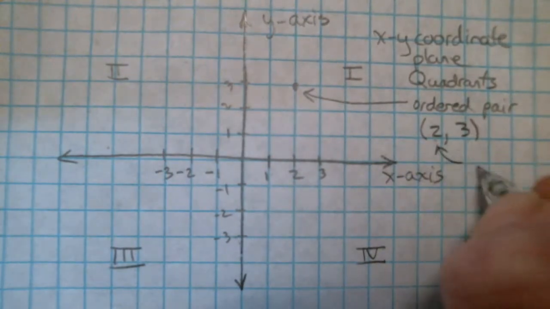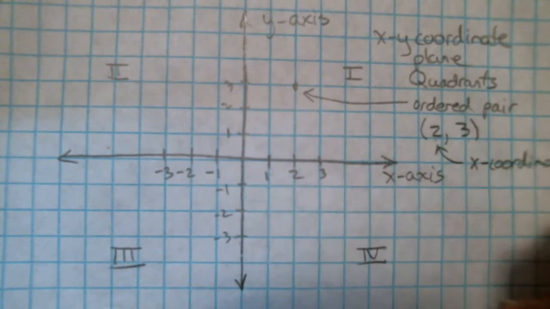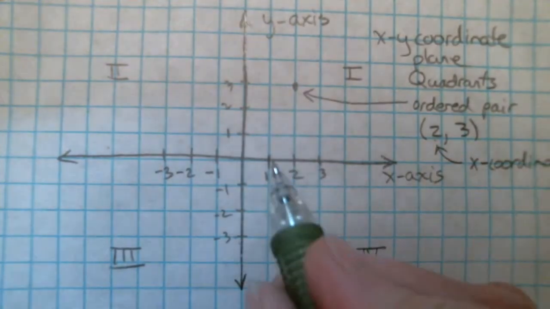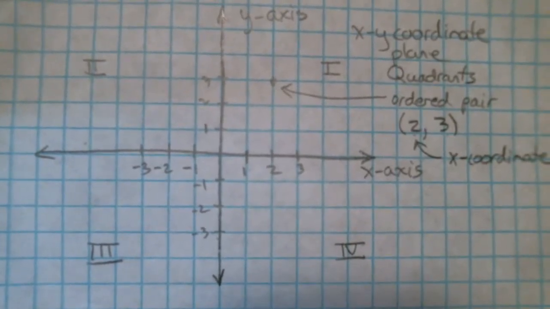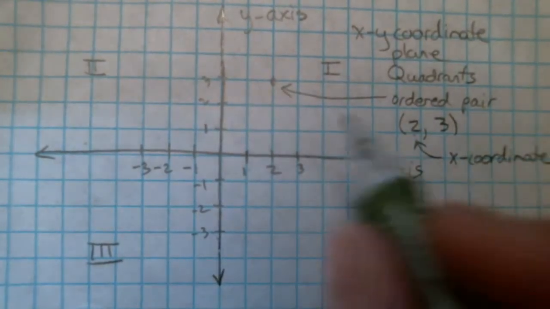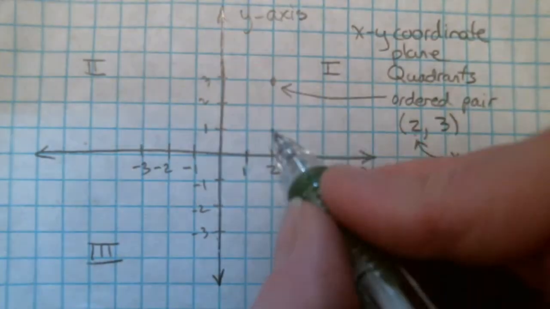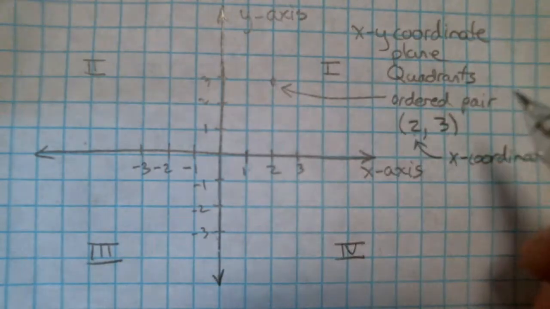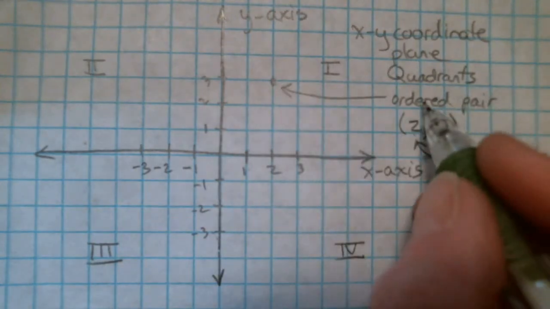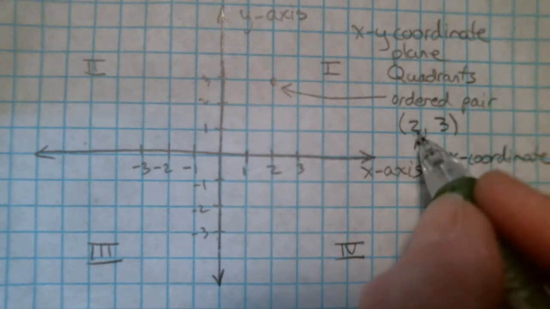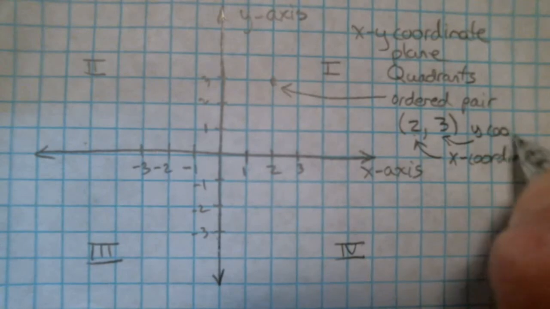2 is the x-coordinate. It tells us how far we are going to go along the x-axis in order to get to our point, and 3 is the y-coordinate. It tells us how far up we are going to go to get to the point. So anytime you name a point or an ordered pair, you give its x-coordinate first, and then you give the y-coordinate.